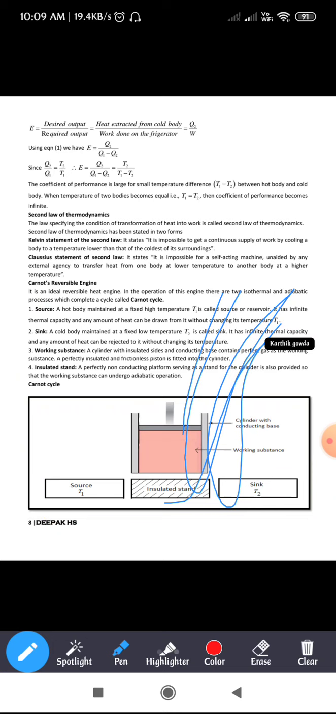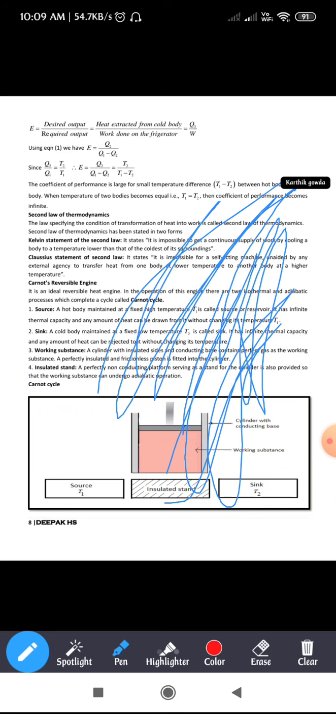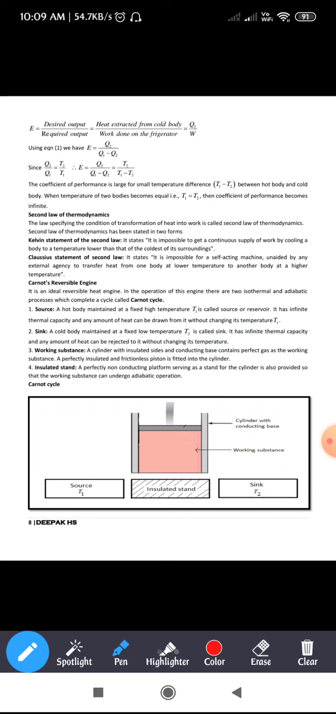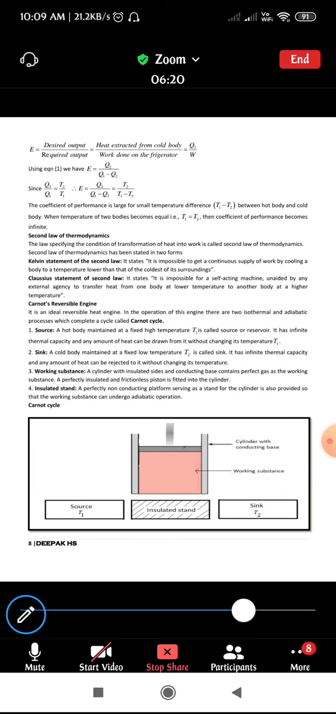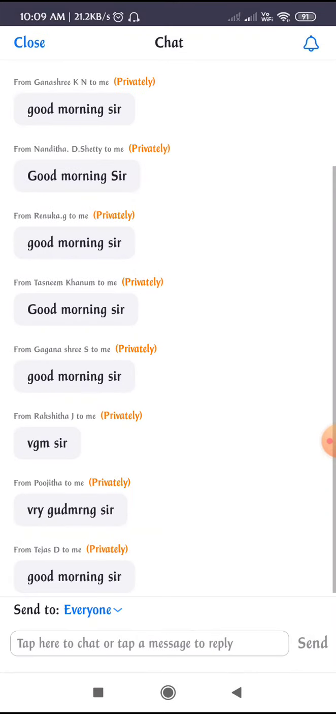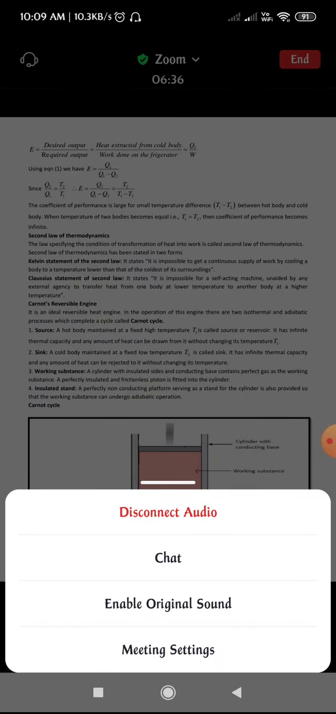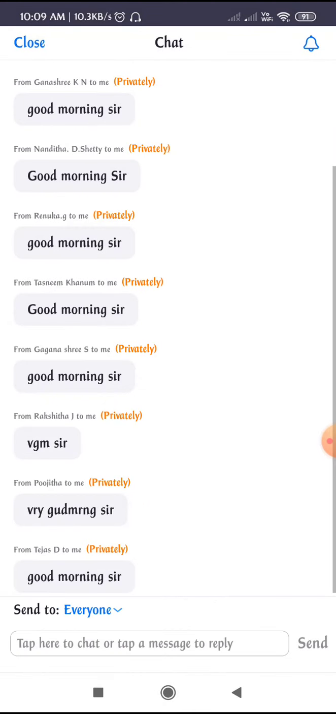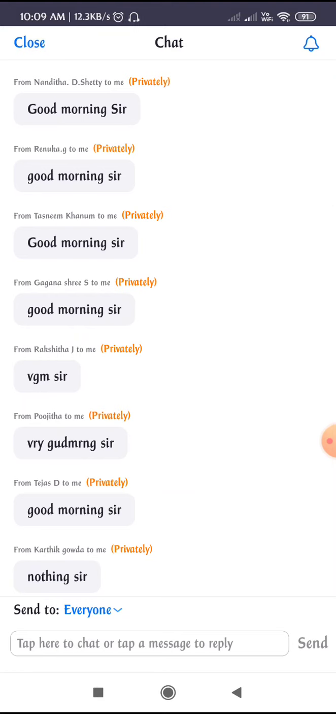What happened? Karthik, you want something? Yes, Karthik. What do you want? Have some common sense, Karthik Gowda, have some common sense.